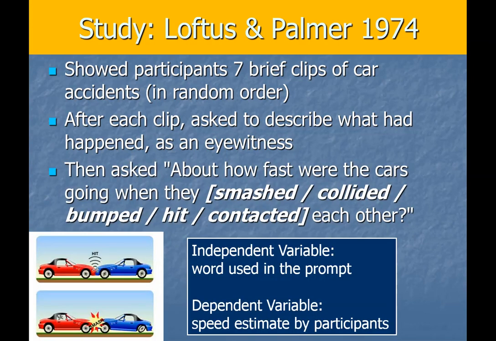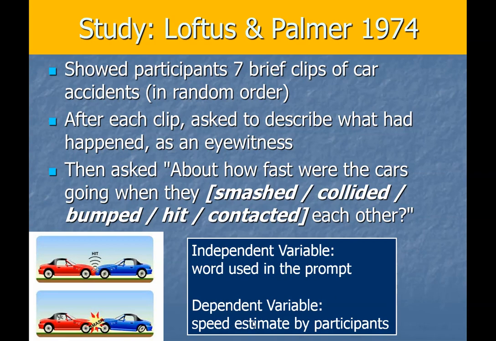And here's where they manipulated something as an independent variable. They changed one word that was used in a question they asked. So they asked the question, about how fast were the cars going when they blank each other, and they filled in, for different participants, one of these 5 words: smashed or collided or bumped or hit or contacted. Otherwise, participants saw the same thing. They were just freely describing what they saw. No differences there. And then there was this slight wording difference in just this follow-up question about how fast the cars were going.